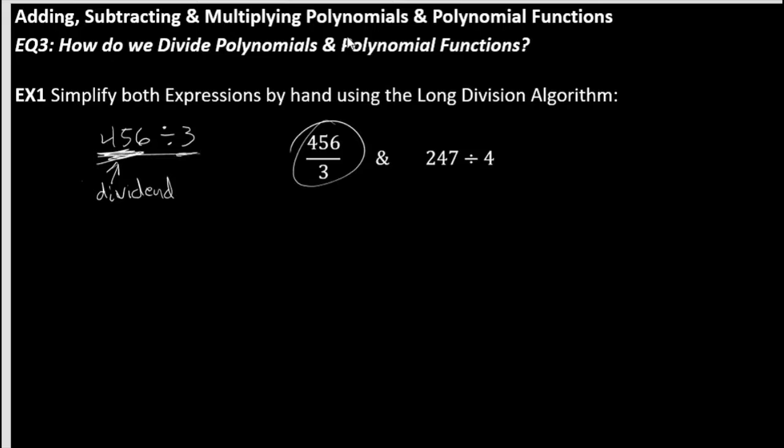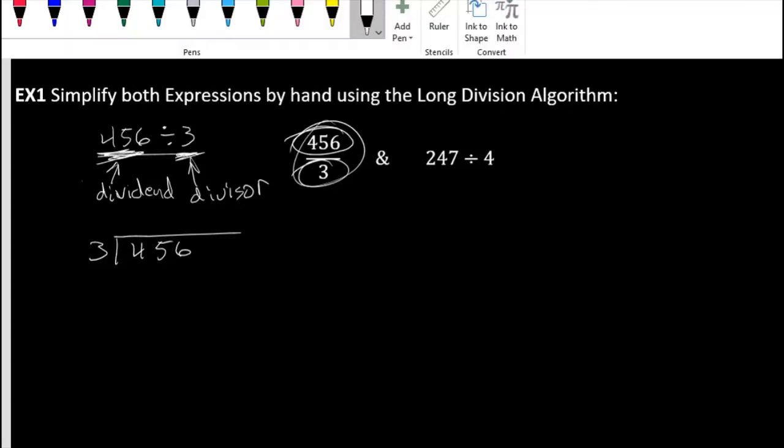Okay, the guy that we're dividing by is our divisor. Okay, so the divisor, if you remember, goes outside of our little long division box. The dividend goes inside. Okay, and if you're looking at it as a rational expression, the top number goes in the box, the bottom number outside the box.